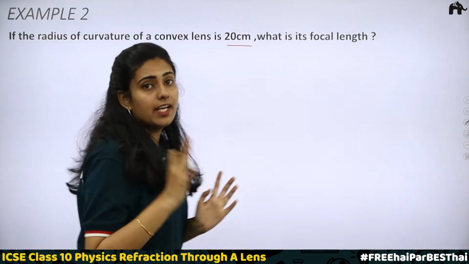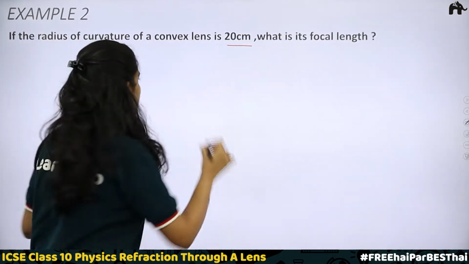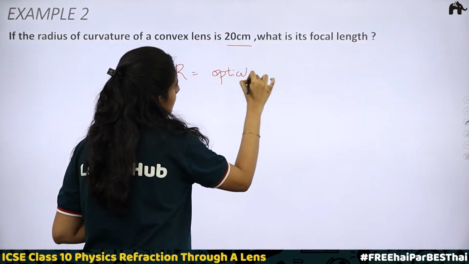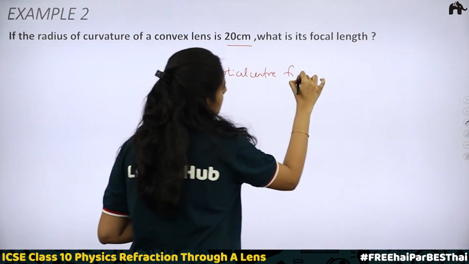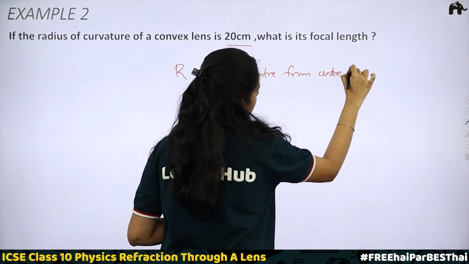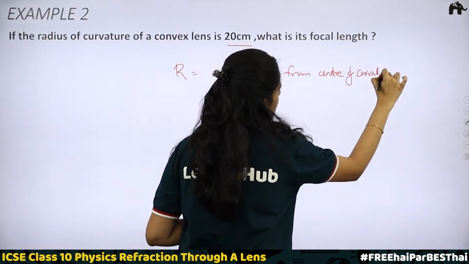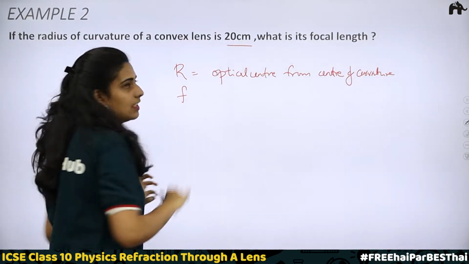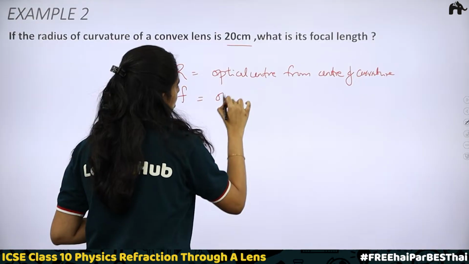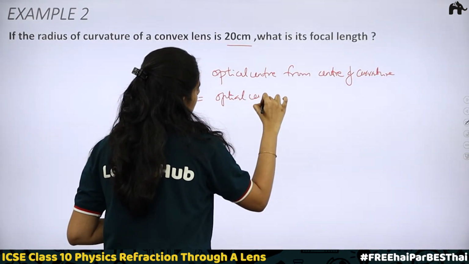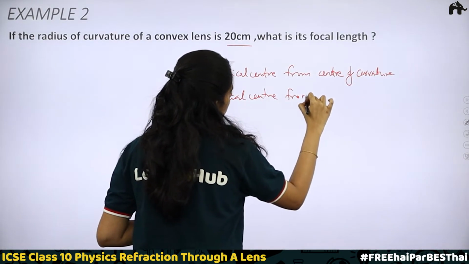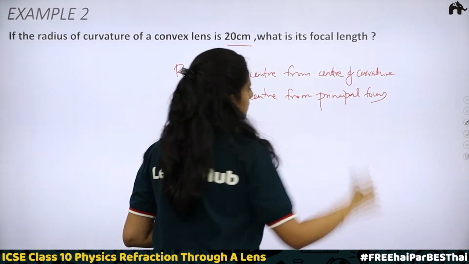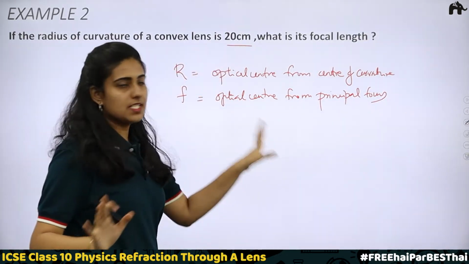Second example, if the radius of curvature of a convex lens is 20 centimeter, what is its focal length? What is the relation between radius of curvature and focal length? We know radius of curvature is the distance of the optical center from the center of curvature. Okay, the distance between center of curvature and optical center is called the radius of curvature. What is focal length? Focal length is the distance of the optical center from the principal focus.